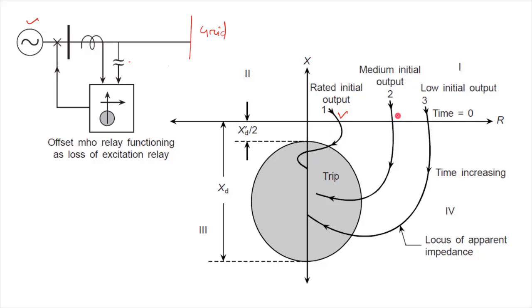And the impedance characteristic is for medium initial output, and this impedance characteristic is for the low initial output, right? So the locus of apparent impedance is plotted, and when the loss of excitation happens, all the impedance characteristics move towards the tripping zone of the offset Mho relay, and therefore it detects the loss of excitation and gives the trip signal to the circuit breaker.